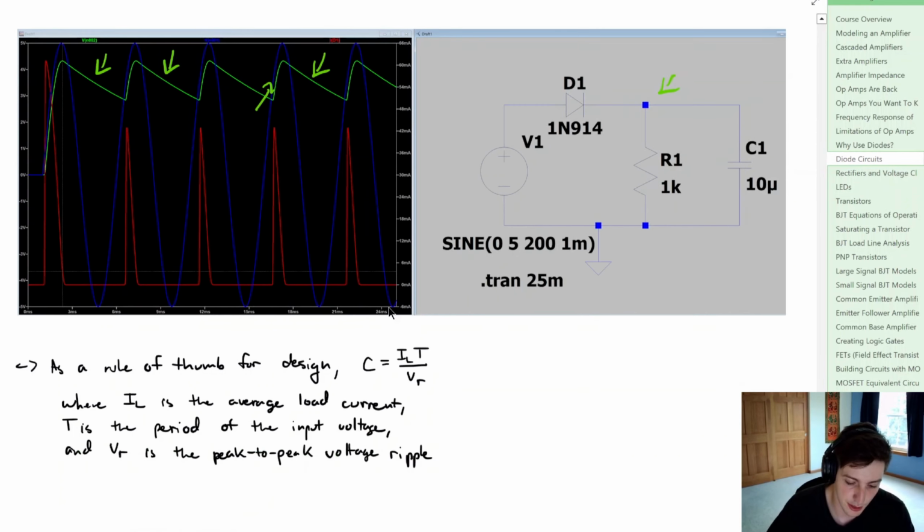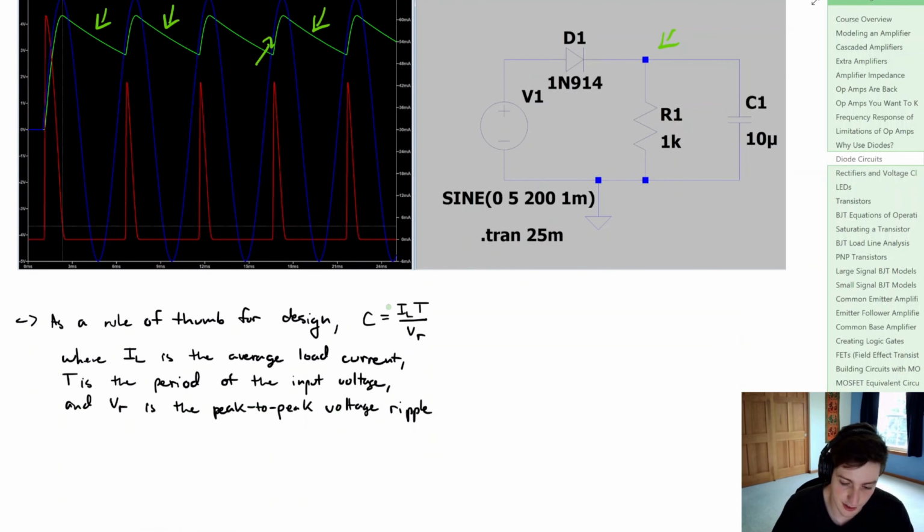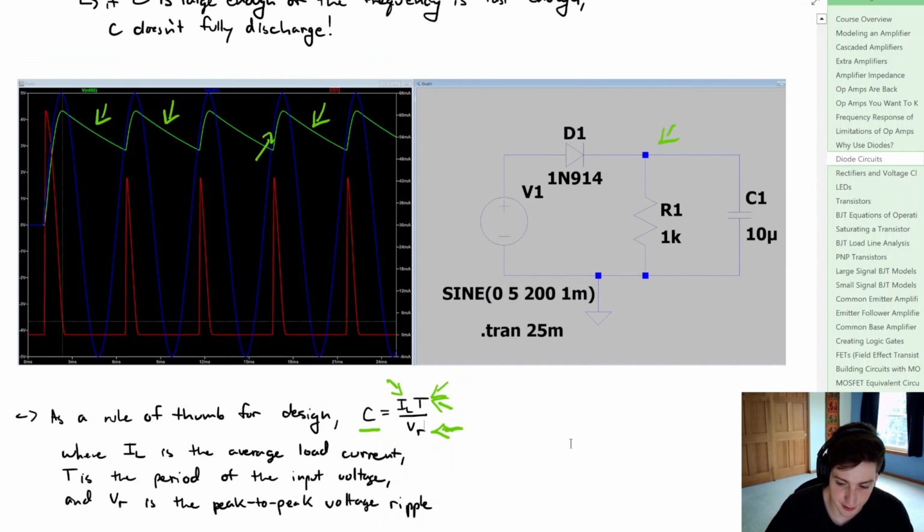Now as a rule of thumb for design, ideally we can spec in a capacitor based off of the average load current, the time period of the input voltage signal, and the peak-to-peak voltage ripple that we'd expect. So if you only wanted something like 100 millivolts for a ripple signal, that's where you would define that in there. But then you would also need, again, the time period of your input signal and your load current that you're going to expect. So this is where we start to get into something called rectifiers, and this was a very introductory example of something called a half-wave rectifier.